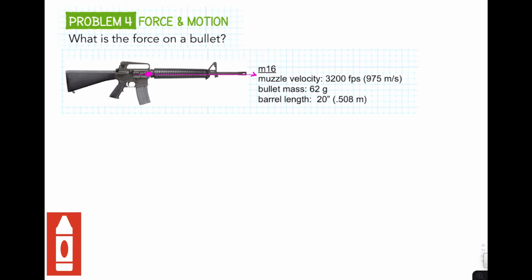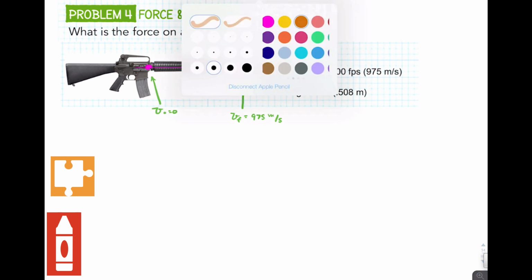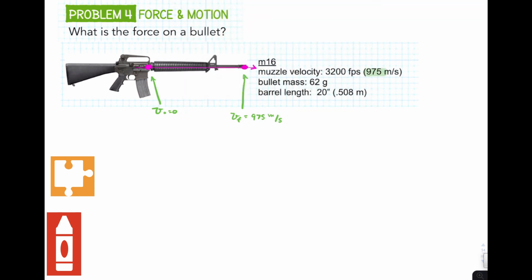So here's your initial position, here's your final position, okay? What's the speed at the initial position? 0. Yeah, so v initial is equal to 0, and the final speed, v final is equal to 975 meters per second, okay? So we're given speed, let me just highlight that, and we're also given the barrel length.